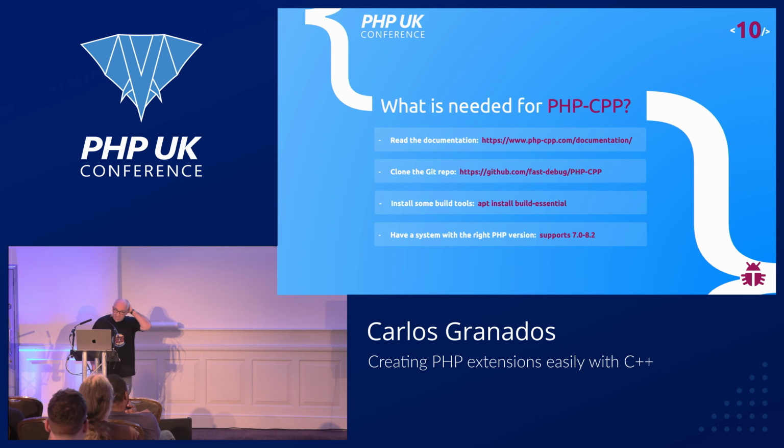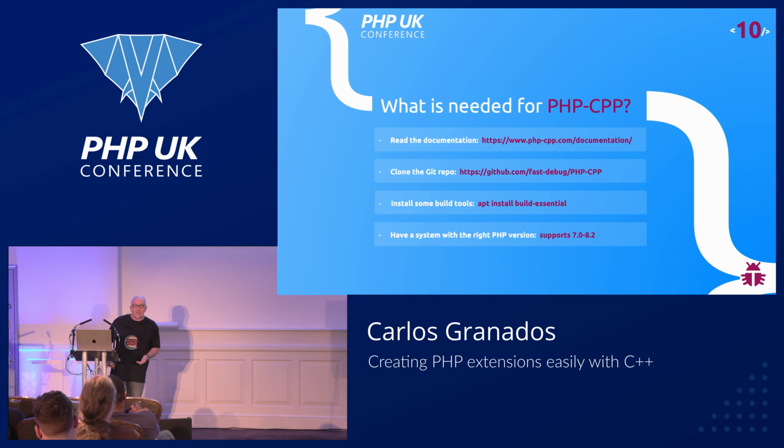Then you need to have a PHP install as well, because you need access to all the PHP header files, and you need to be able to link against them. Right now, PHP-C++ supports PHP 7 and forward, so it supports up until 8.2. There's an old version of PHP-C++ that supports PHP 5, but I wouldn't really recommend using it. It's very old, it hasn't been maintained in years, so it's like PHP 5. So if you really need it, there's something for it, but I wouldn't recommend using it.